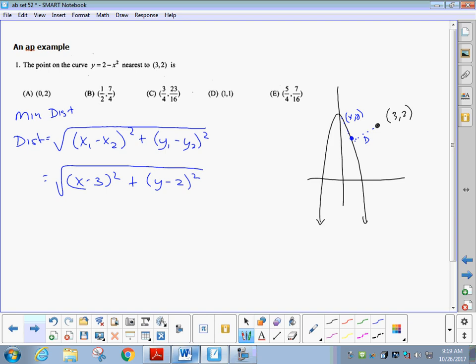All right, so now what do you think? Okay, well, I'm trying to maximize or minimize distance. I want d prime negative to positive, but I don't want to take a derivative if there are variables. So I look for another relationship. What is it? Yeah, y equals 2 minus x squared. Distance is, and then you'd sub in y minus 2 squared.